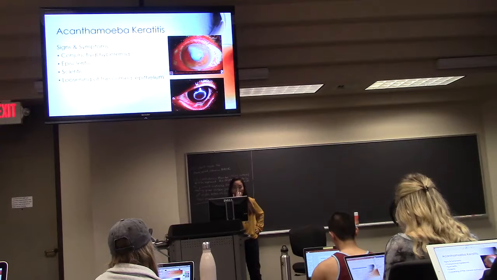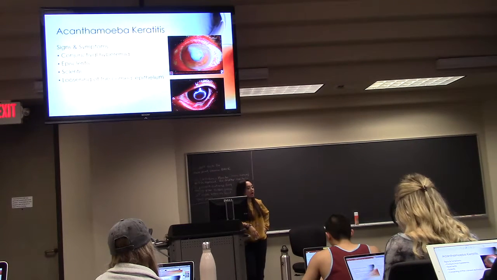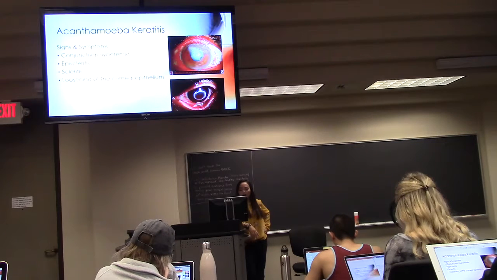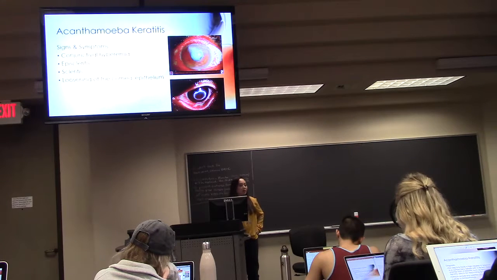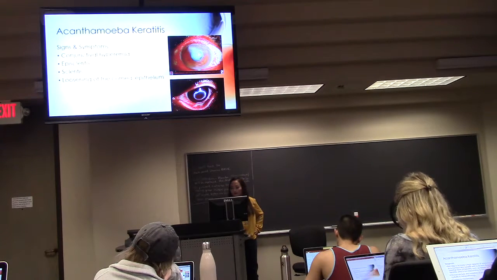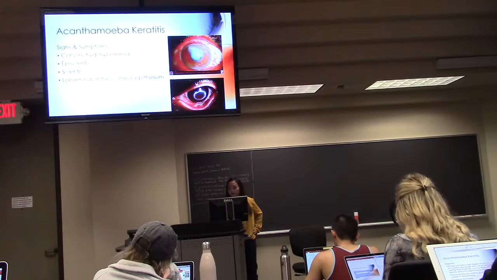So there's just a couple pictures. Signs and symptoms, they can have conjunctival hyperemia, episcleritis, scleritis, and loosening of the corneal epithelium. Can you imagine waking up and your eyes are cloudy like that? I would die.